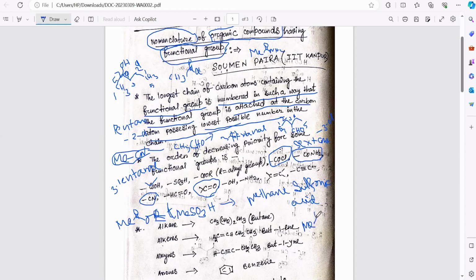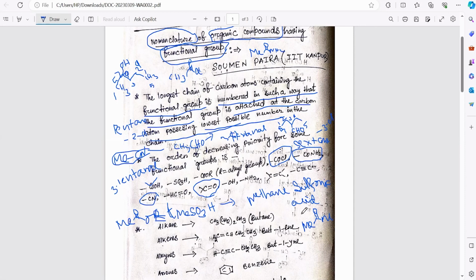C double bond O and Me. So that means we have a MeCO. So one carbonyl group is present here. So that means we can call it acetone.